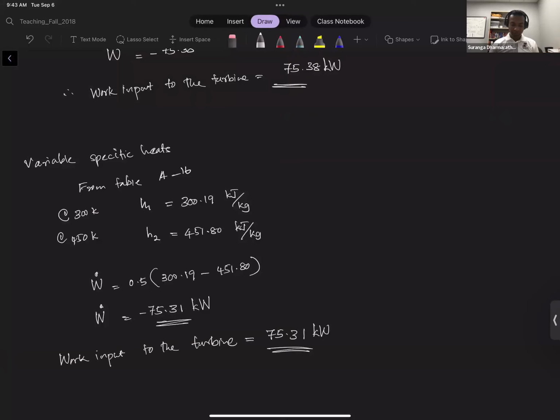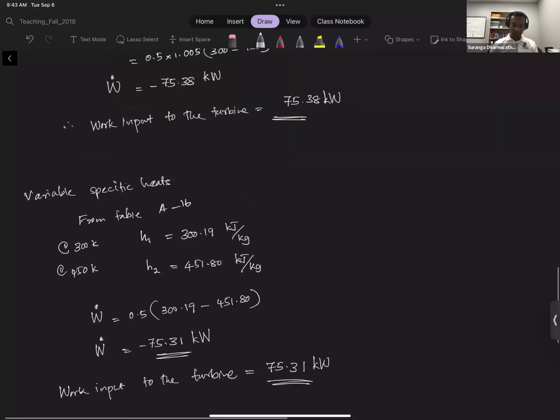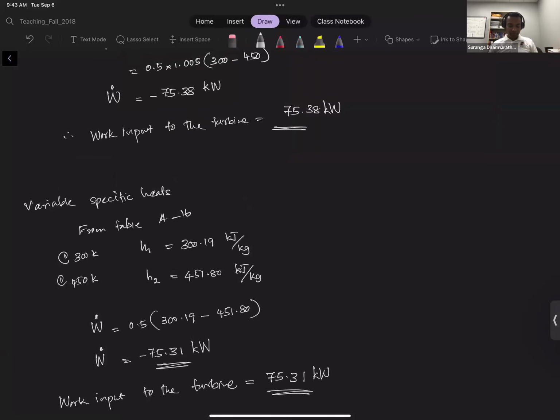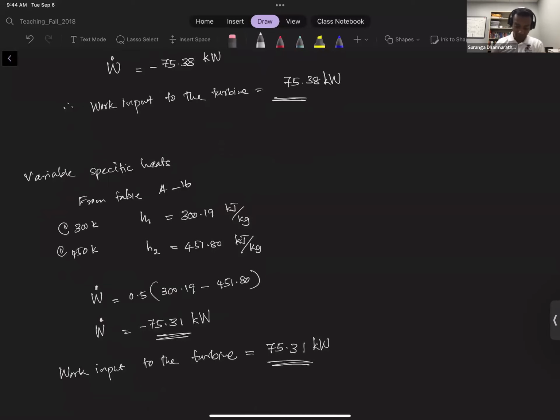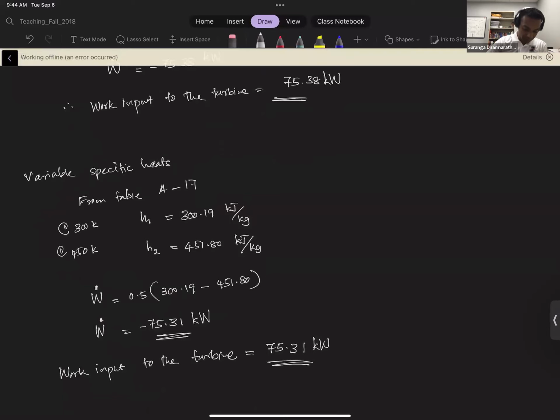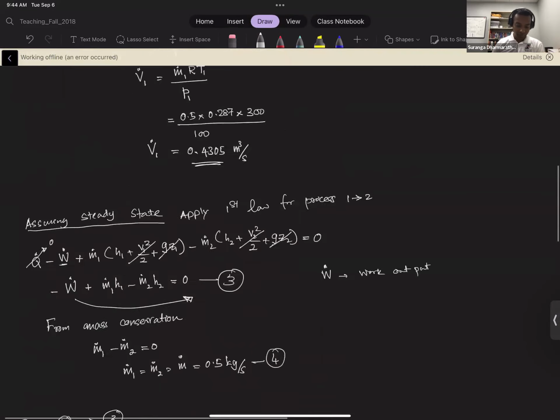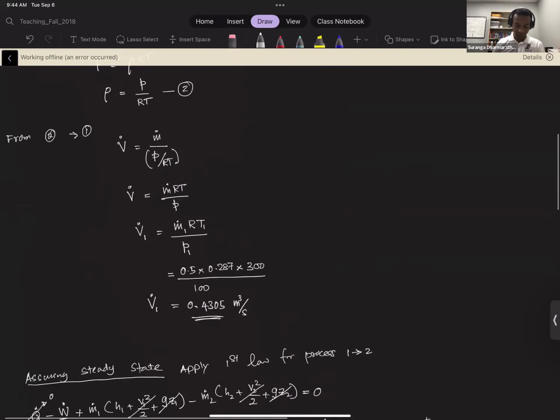Okay, so all these answers are correct. There's a very minor difference between the constant specific heat analysis and variable specific heat analysis. You can follow either if nothing is given in the problem. But if the problem specifies a method, you follow that. The table number is A17, which includes all the values, so you can find that.